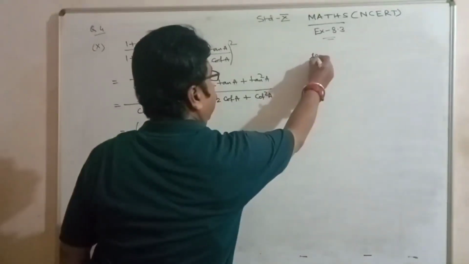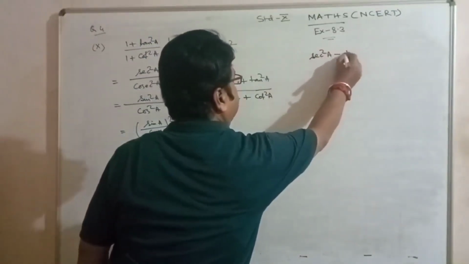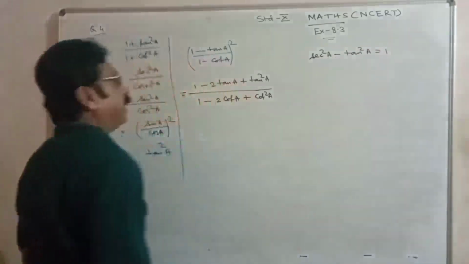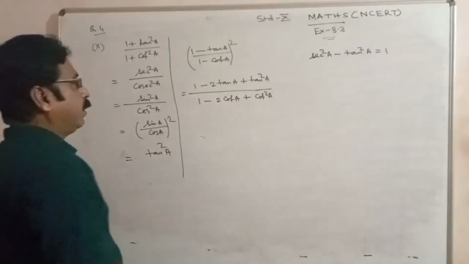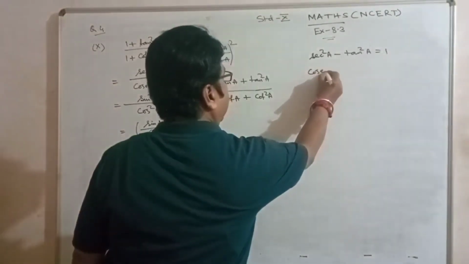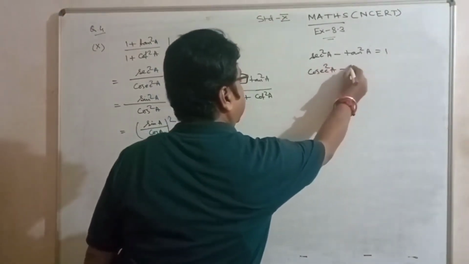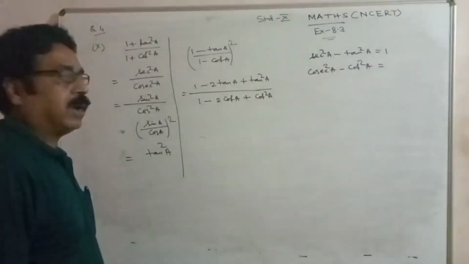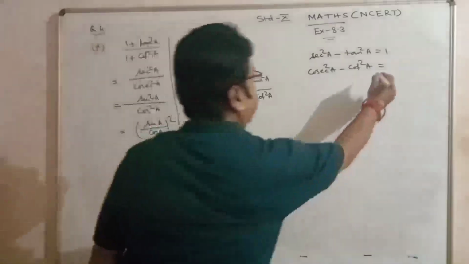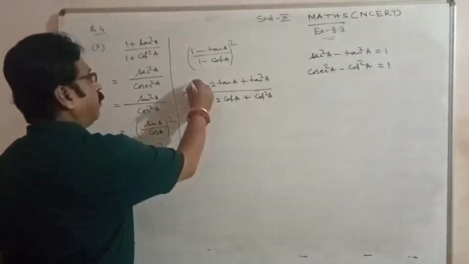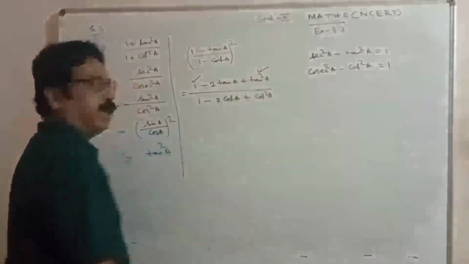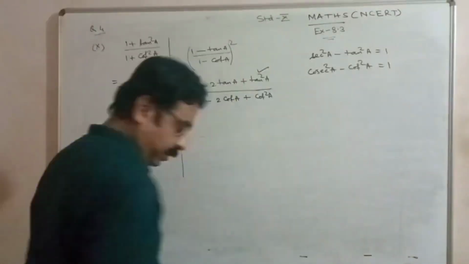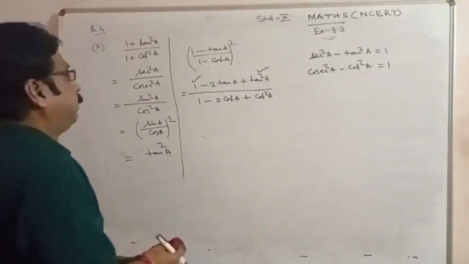Sec square A minus tan square A equals to 1, or sec square A means 1 plus tan square A, and cosec square A minus cot square A is 1. That means cosec square A is 1 plus cot square A. So 1 plus tan square A, we can write sec square A. Sec square A means 1 plus tan square A.